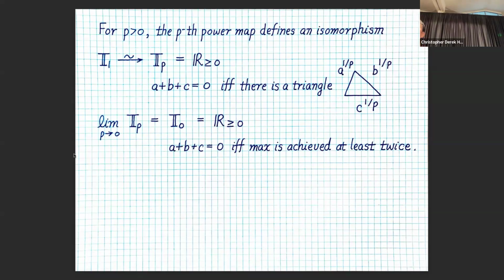So it's a very interesting exercise in calculus to show that in a precise sense, the limit of TP as P approaches 0 is a very well-known and beloved object called T0, known as the tropical hyperfield. So it is the same multiplicative monoid, non-negative real numbers, where you say that A plus B plus C is equal to 0 if and only if the maximum among the three numbers is achieved at least twice.